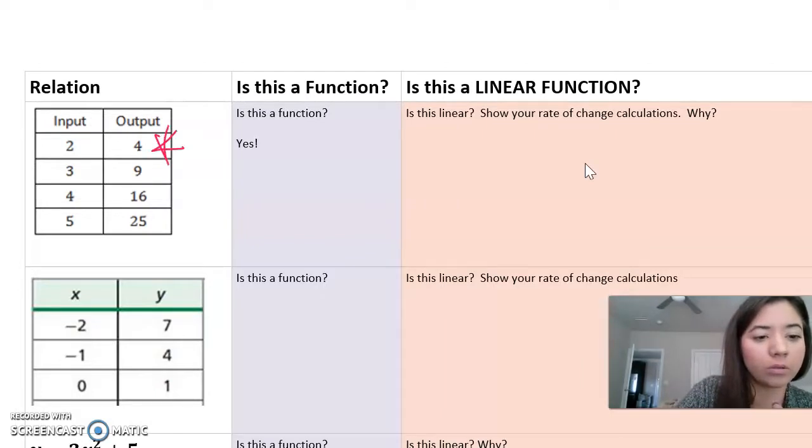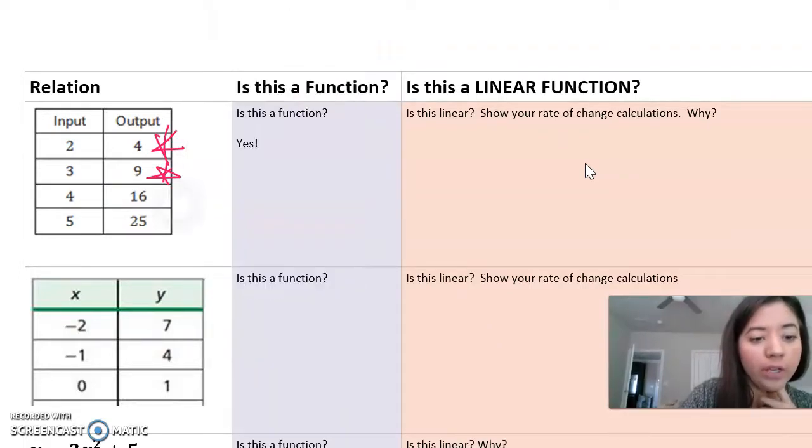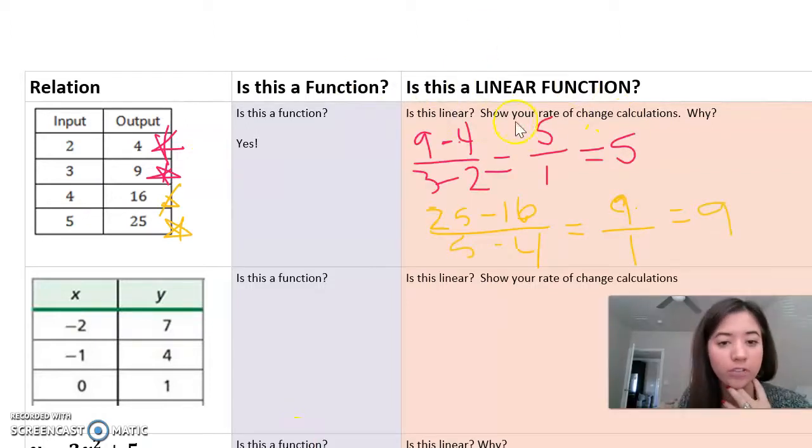So let's do between x's 2 and 3. And then let's calculate the rate of change between 4 and 5 as well. Go ahead and pause me, calculate those rate of changes, and then come back when you're ready. Okay, so we calculated the rate of change here between x's 2 and 3, 9 minus 4, and then 3 minus 2, and we get 5.